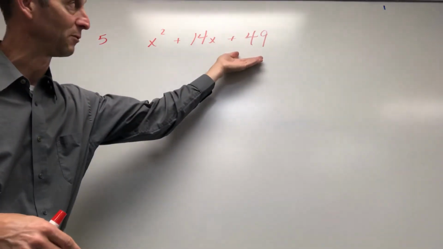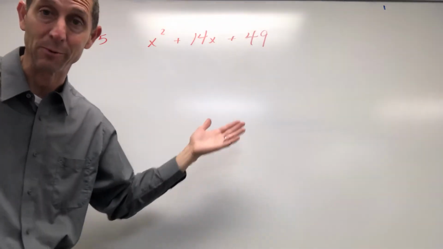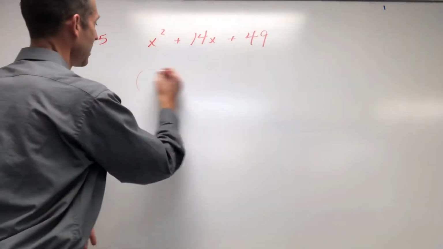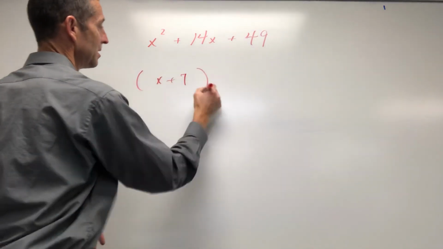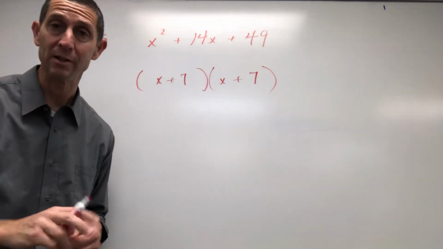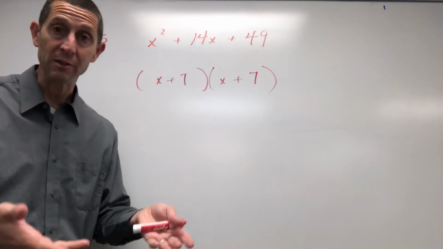Two numbers to give me 49. Same two numbers have to give me 14. You're like, I got this, Mr. Porter. It's 7 and 7. So this factors to be x plus 7, x plus 7. There's x plus 7 and there's x plus 7. Now, we've got that. We're feeling good about it.